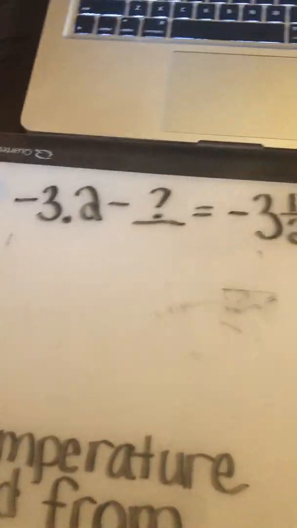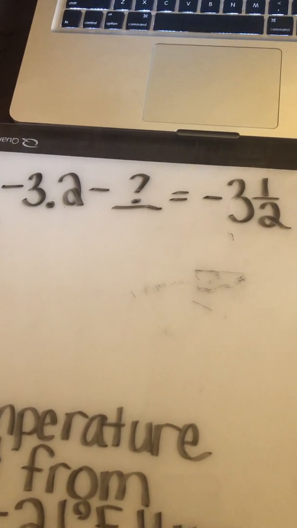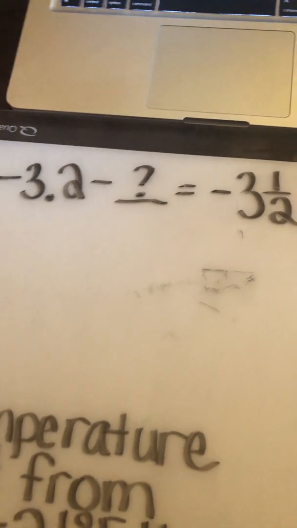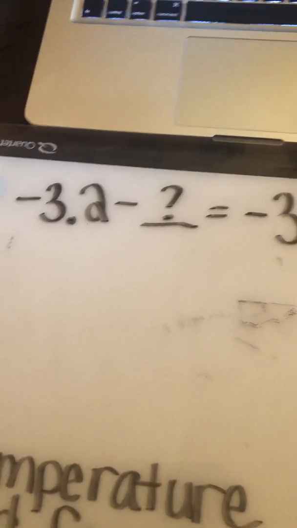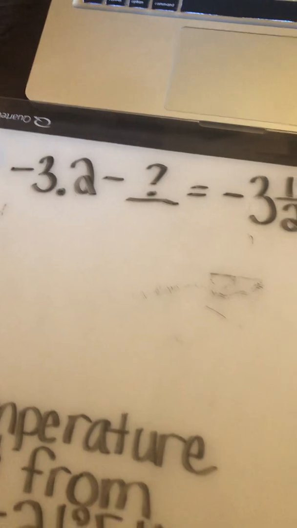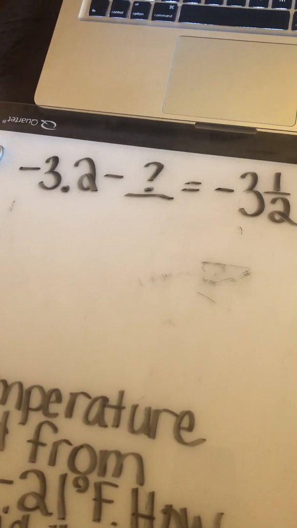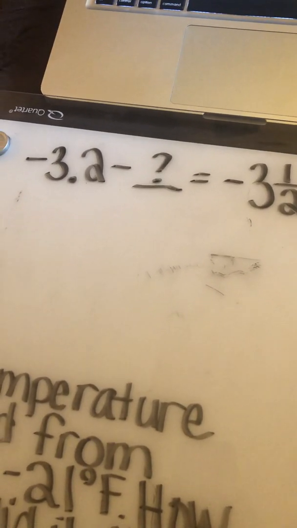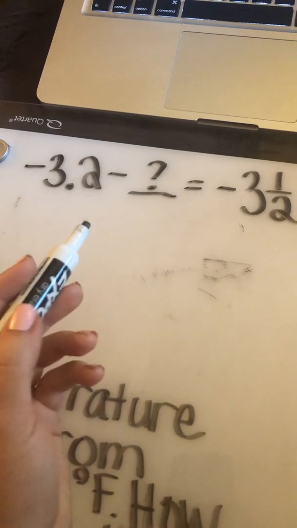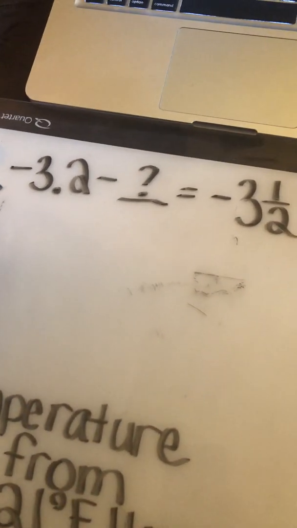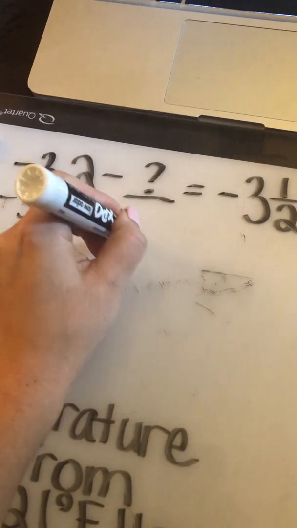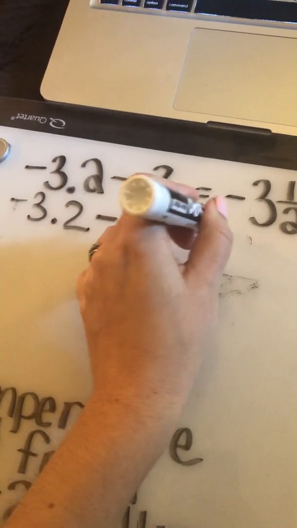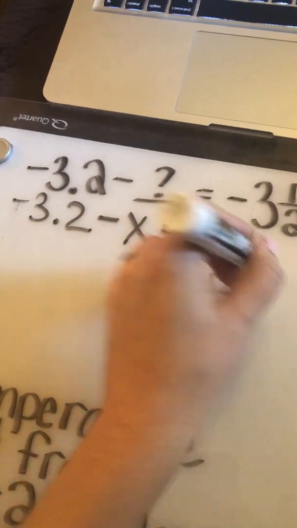Okay, so I'm going to show you a couple of questions that I think will help you also. It's not the exact question from the evidence, but it is similar. So for the first one, we have negative 3.2 minus question mark equals negative 3.5. We've seen a question like this before, so I know the first thing I'm going to do is replace that question mark with a variable. So I'm going to rewrite this as negative 3.2 minus x equals negative 3.5.